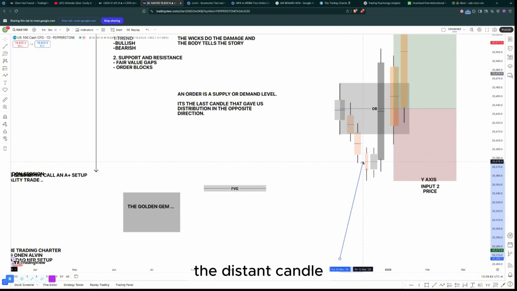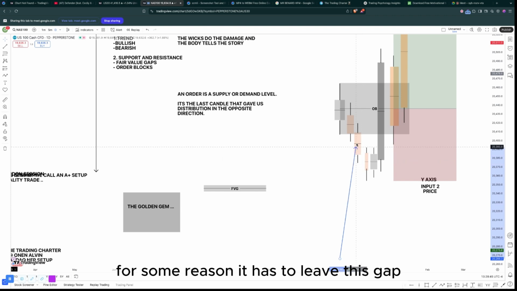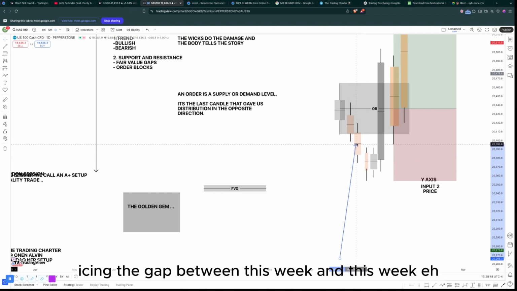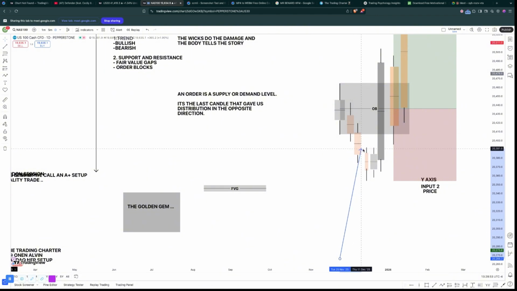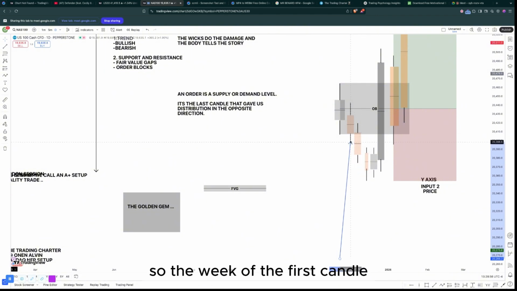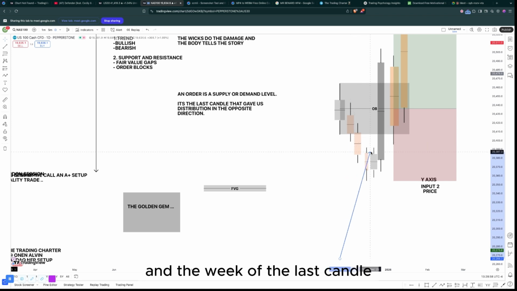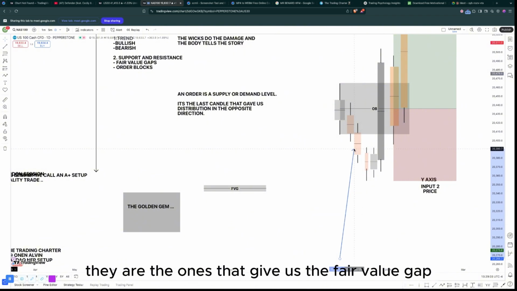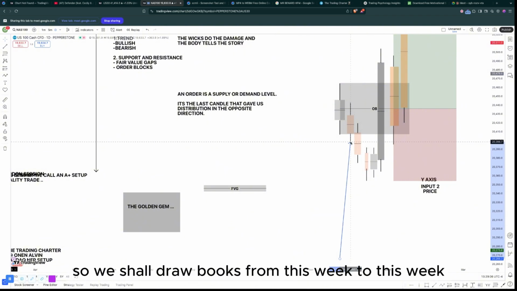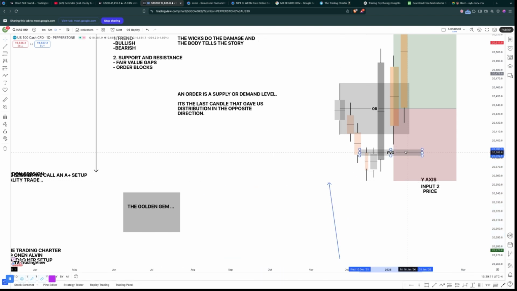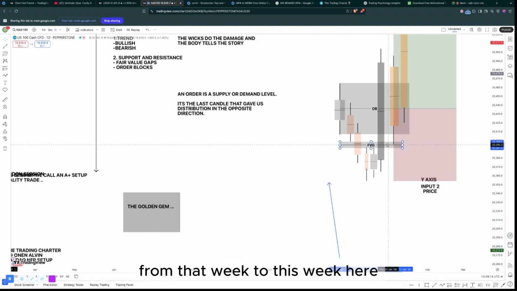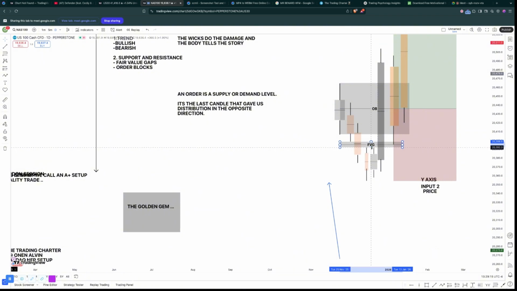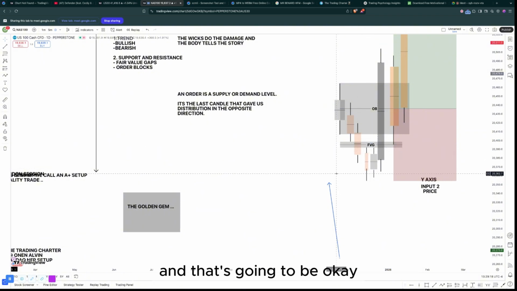Then this third candle, for some reason, it has to leave this gap. Are you seeing the gap between this wick and this wick? So the wick of the first candle and the wick of the last candle that pass through the body of the third candle, they are the ones that give us the fair value gap. So we shall draw a box from this wick to this wick, and that's going to be our fair value gap. From that wick to this wick here. Boom. And that's going to be our fair value gap.